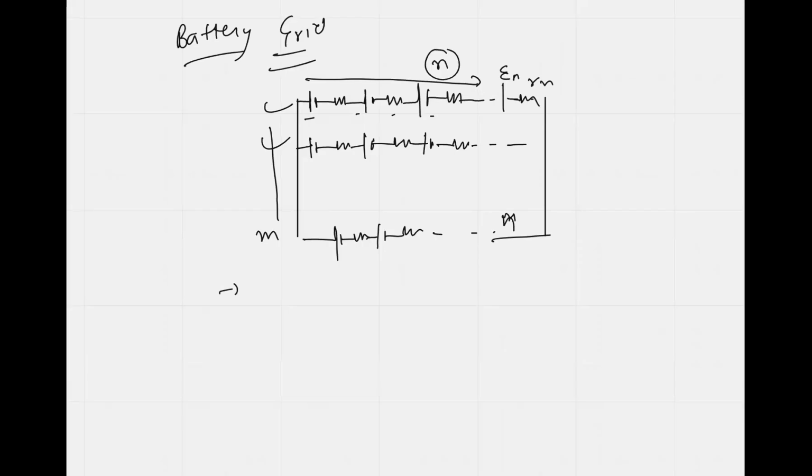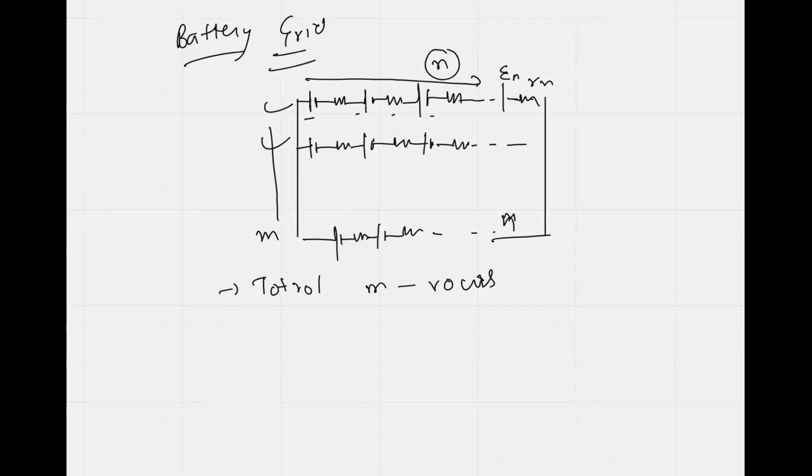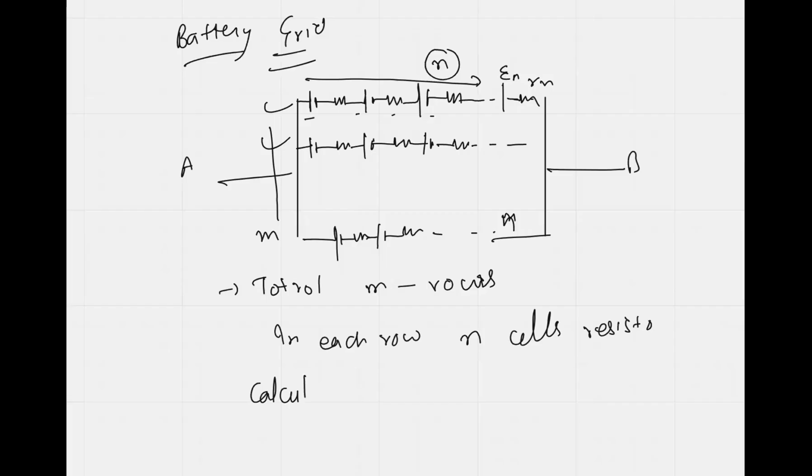So basically, you can say that there are a total of m rows. Kirtan, this one is one row, two rows, and so on. You have m rows, and in each row, n cells and resistors. This is the B terminal, this is the A terminal. Calculate the equivalent voltage across A and B.